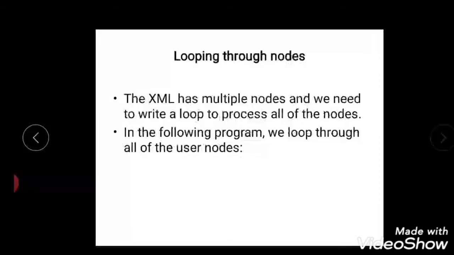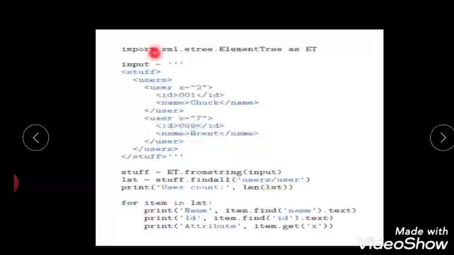Okay, now let's see. This is the same program which has been modified a little bit from the last example. So import xml.etree.ElementTree as et, and input. When using input, we'll be getting the input from the user. So this is passed as input to this program.